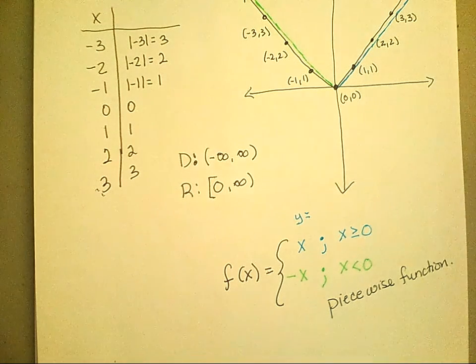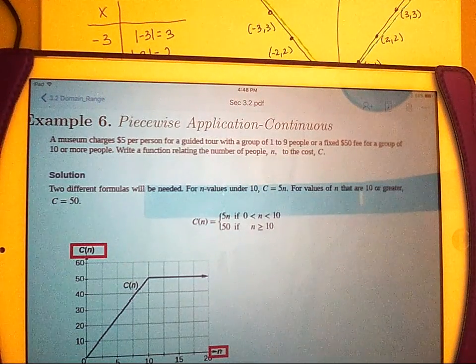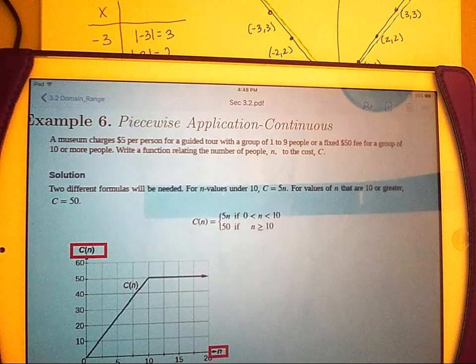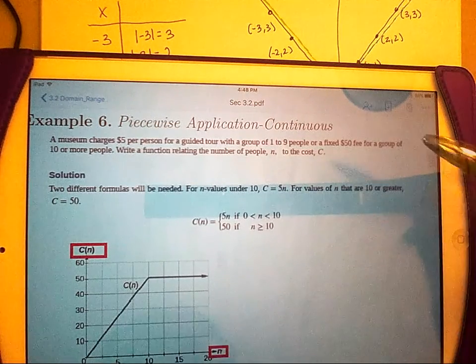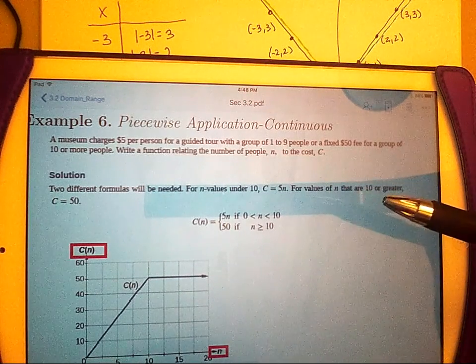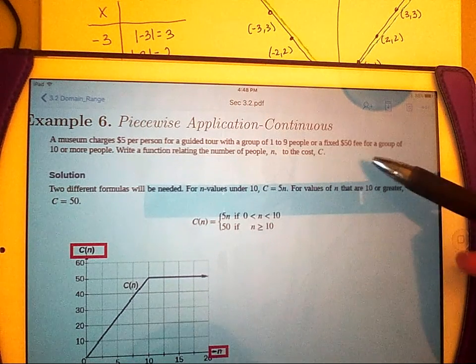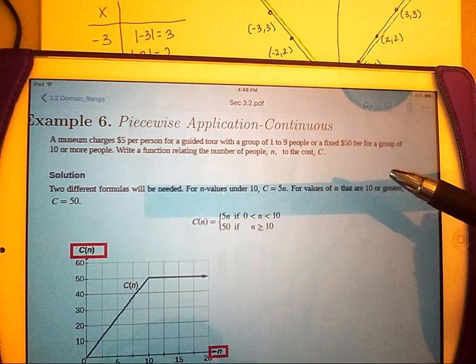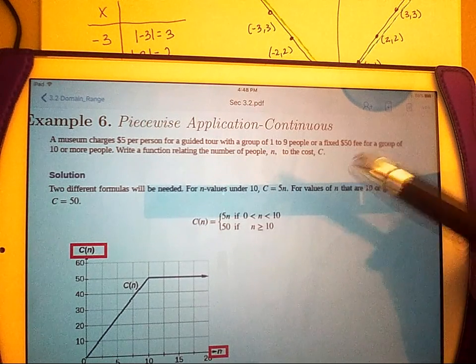Well, when might that happen? Okay, so let's think about this equation. Let's say you're at a museum, and the museum is going to charge you $5 a person for a guided tour for groups of 1 to 9. Okay? But once you get a larger group than that, like say when you have 10 people, they're just going to charge you a $50 flat fee. Okay? So let's write the function. It's really two different pieces.